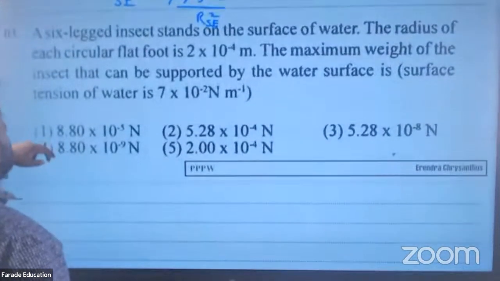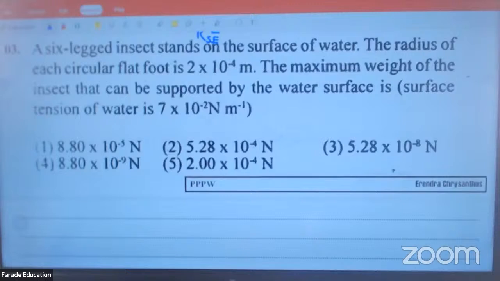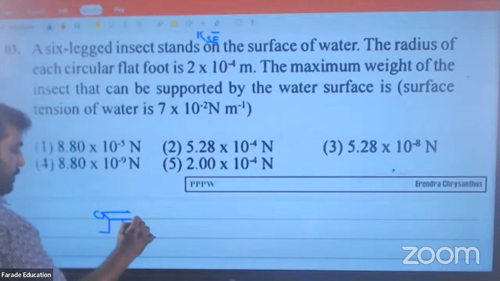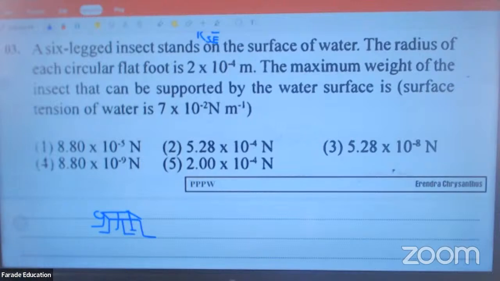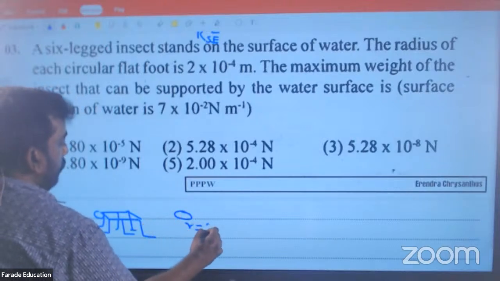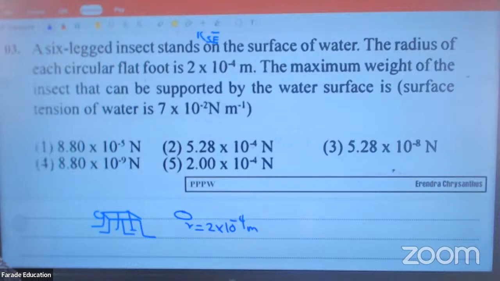Right. A 6-legged insect stands on the surface of water. So 6-legged insect, one side 3, other side 3. Stands on water. The radius of each flat feet is 2 × 10 to the power minus 4 meter. Maximum weight of the insect that can be supported by water surface.